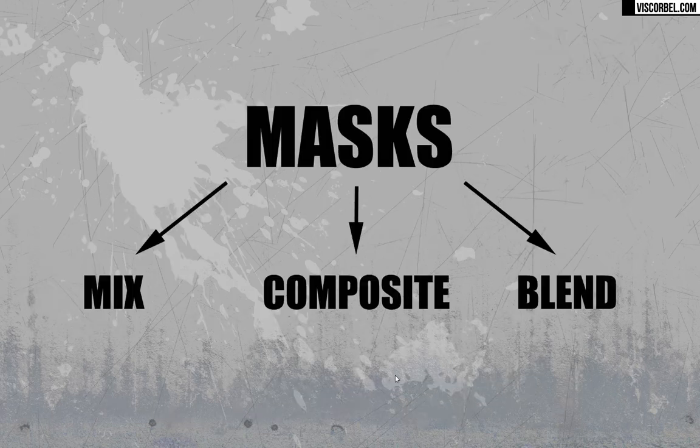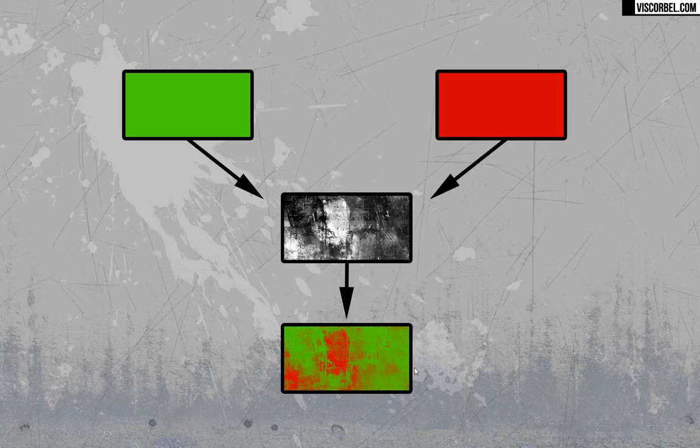Now let's talk about masks. These are black and white patterns that are used with mix maps, composite maps, and V-Ray blend materials. And masks are very important in my workflow. Basically what we do is we use a pattern to blend together two colors, maps, or materials. So here's an example of blending together two colors, green and red, using this black and white image as a mask. And this is the final result.